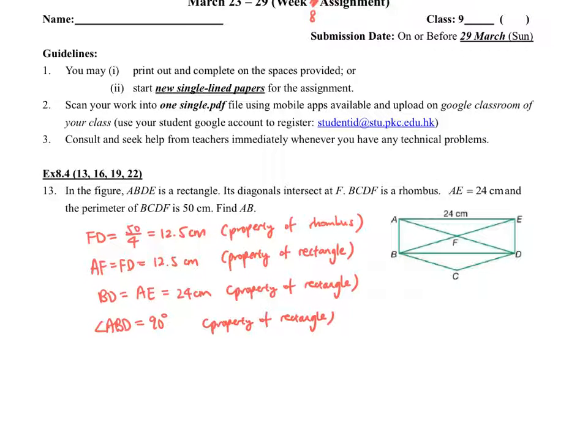Before you use Pythagoras Theorem, you should claim ABD is a right angle. This is also a property of rectangle. Finally, you have to write Pythagoras Theorem for this, and AB equals 7 cm. Remember, in this chapter, because it is related to geometry, you have to write Pythagoras Theorem as well.